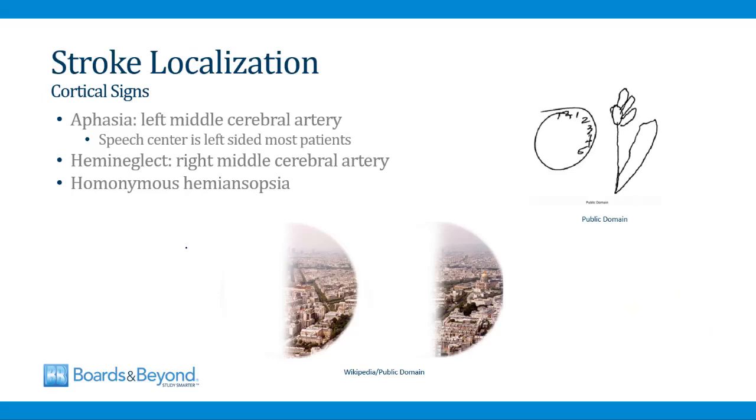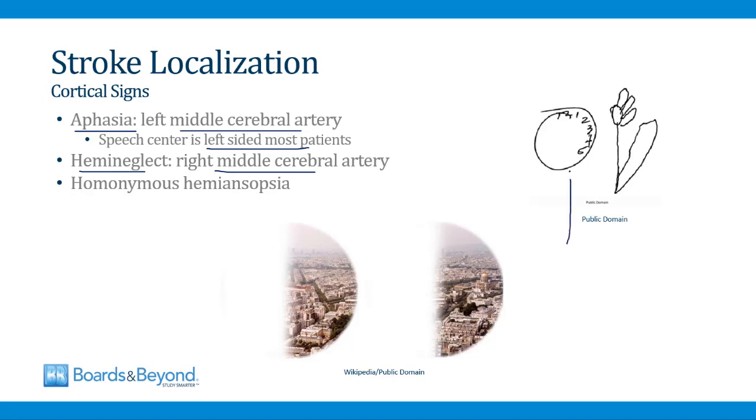Some other important cortical signs are shown on this slide. Strokes involving the left middle cerebral artery often cause aphasia, and that's because the speech center is in the left cortex in most patients. Strokes involving the right middle cerebral artery often cause hemi-neglect. This is what happens when you have a cortical infarct on the non-dominant side, which is the right side in most patients.